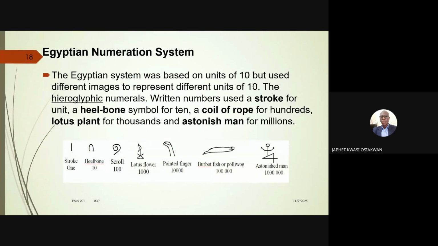Okay, so pay attention. These are the numbers. Can you see my screen? This is the Egyptian numeration system. They use base 10, which means they have 10 units. They use a stroke for 1 or unit, a heel bone for 10, a coiled rope for 100, a lotus flower for 1,000, a pointed finger for 10,000, a tadpole or pebbled fish for 100,000, and an astonished man or a happy man for 1 million. So when you go to their shops and you see a television with an astonished man picture against it, it means it's 1 million. When you go to the market and you see a pointed finger against any object, it means that thing is 1,000 Ghana cedis. So these are the symbols that they use.